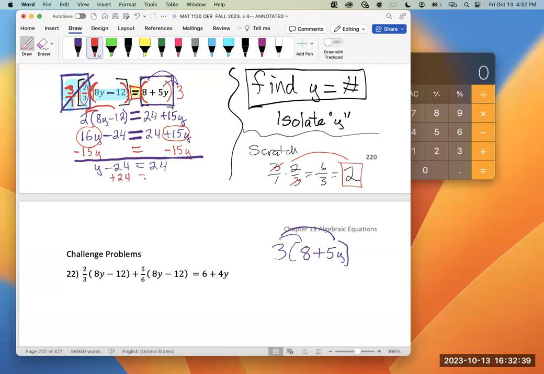This minus 24 is in my way, so I'm going to choose to add 24 to both sides. Y equals 48. Whatever number will make the equation y equals 48 true is the same value that will make this original equation true.